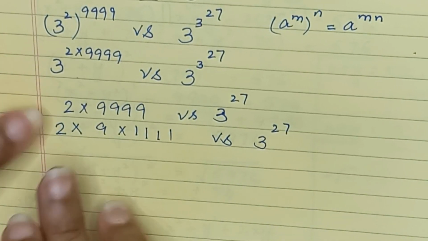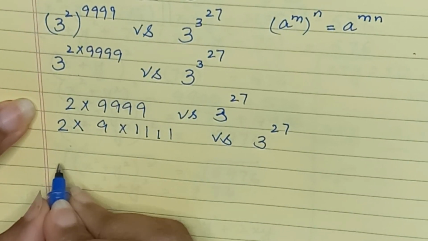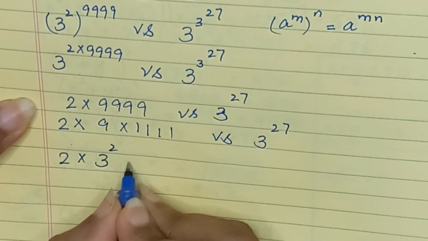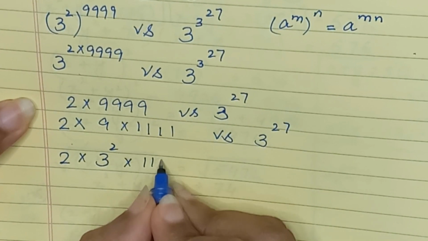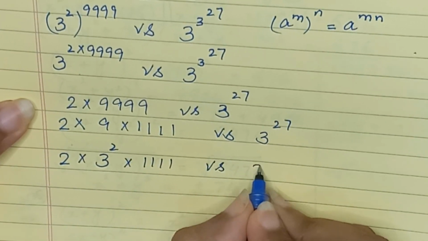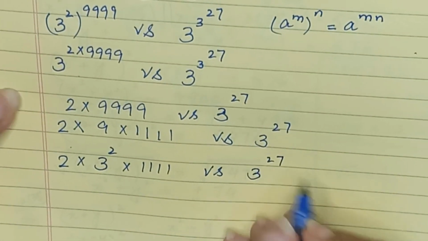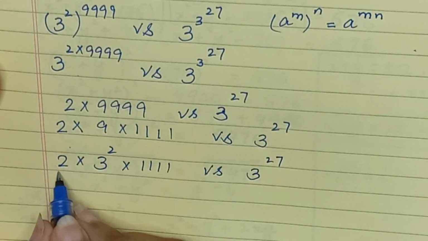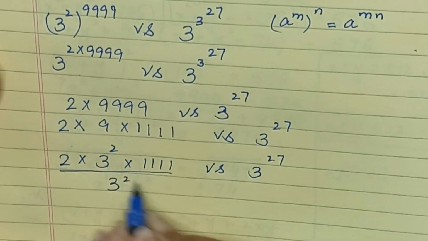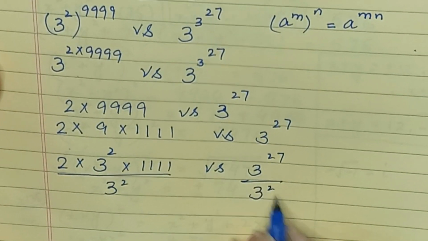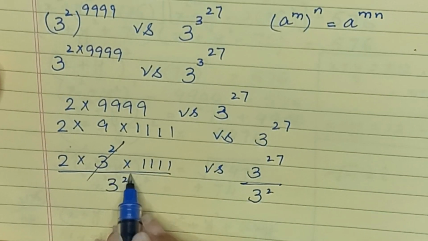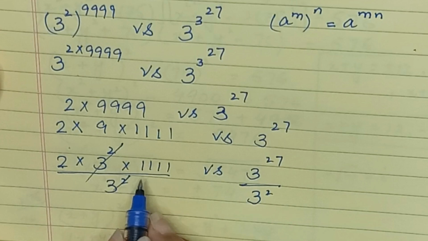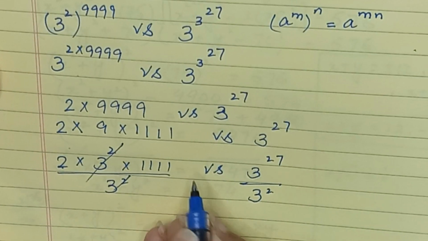Now from this term we can write 2 multiplied by 9 as 3 raised to the power 2 into 1111, and it is 3 raised to the power 27. Now we will divide both sides by 3 raised to the power 2. So from here 3 squared and 3 squared will be cancelled out, and we have remaining 2 multiplied by 1111.